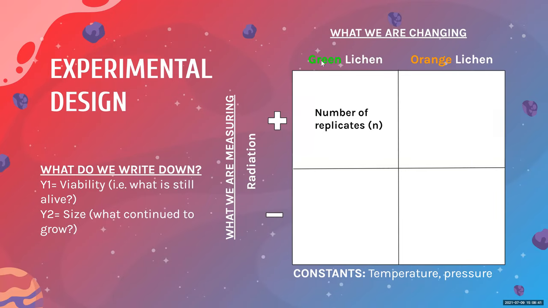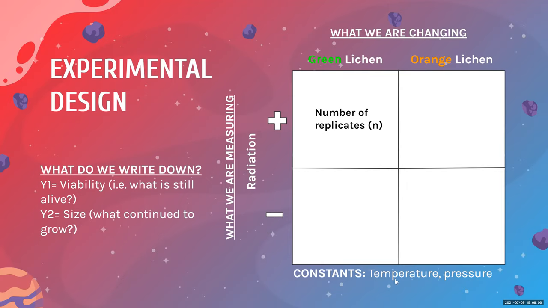So the variable I'm changing here is the color of the lichen. So I have two top boxes. And on the side of the box, I have the thing I'm measuring, which would be the dependent variable. So my question here is, how would a green lichen and how would an orange lichen differ in their response to radiation? So in the side, I have my measure of with radiation and without radiation. And at the bottom, I put the constant.